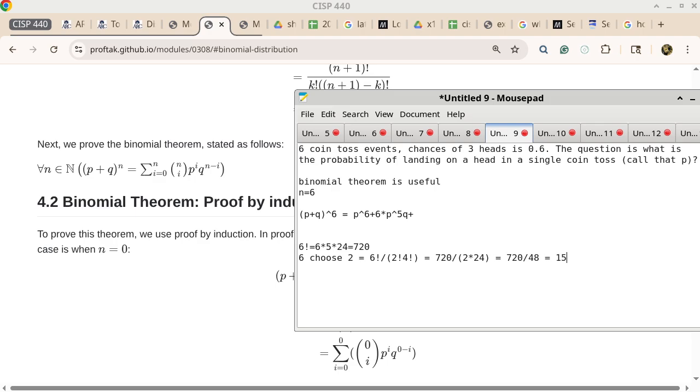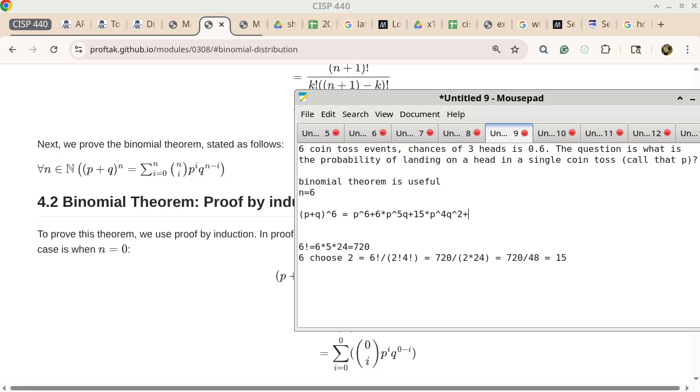All right, so where do we put the 15? 15 goes here. It is the coefficient times p to the power of what, 4? Yep, it is 4. So it is p to the power of 4 times q to the power of 2, right? What about the next one? The next one is when i equals 3, which is the one that we want. So what does that look like?